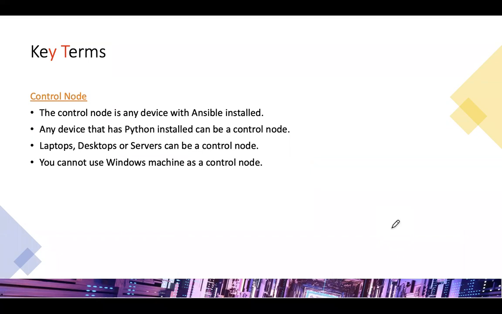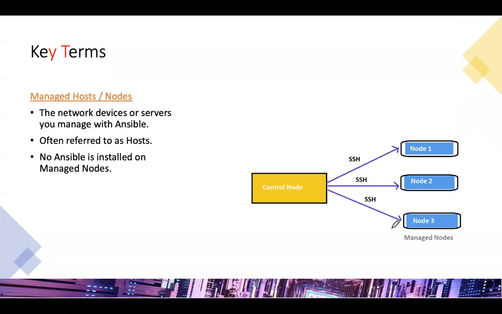Control node, that can be a laptop, server, or switch. It cannot be Windows, obviously, and it needs to be installed with Python. The managed devices, as I mentioned, are Cisco routers or switches in our case, and we just need to ensure that SSH is enabled between the control node and the end devices.